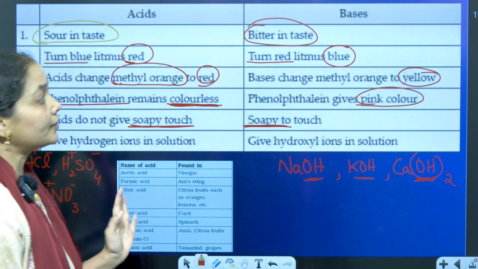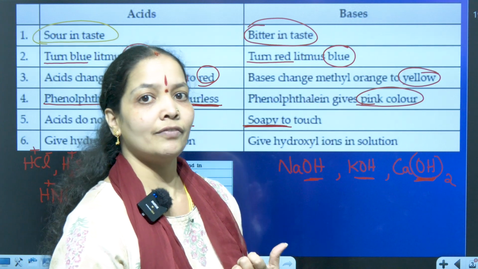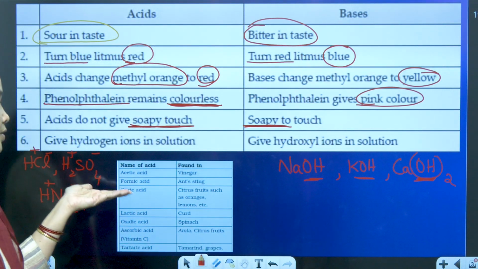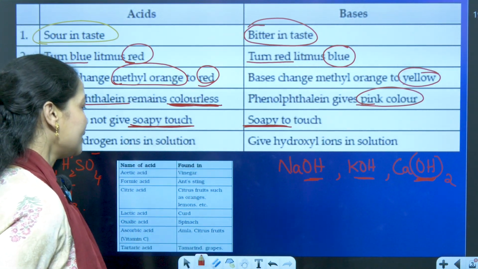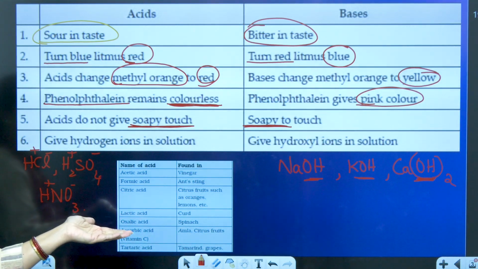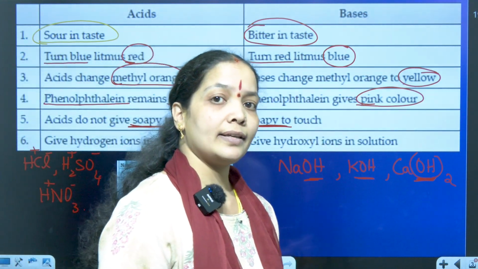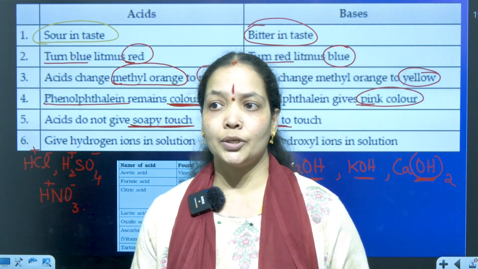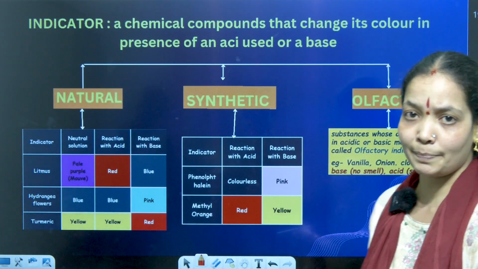So this is the major difference between an acid and a base to start with the chapter, to understand the chapter in a much better manner. There are some important names of acids given here. The names of the acids are acetic acid, found in vinegar, formic acid found in ant sting, citric acid found in citrus fruits, lactic acid in curd, oxalic acid in spinach, and ascorbic acid in amla and citrus fruit. So the major acids and where they are found is a tabulation made by me. This is an important difference that you have to understand. To further move on, let us see what is there in the next part of the slide.